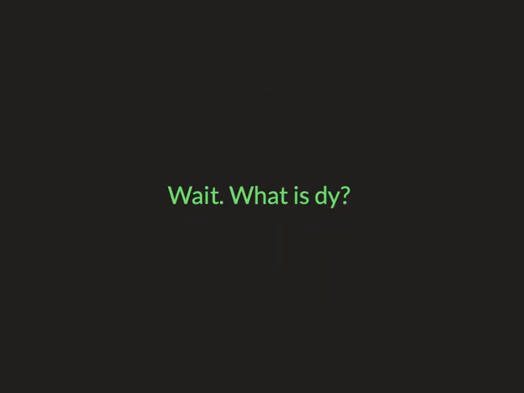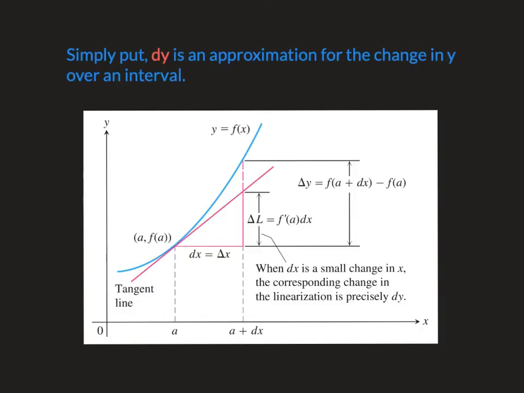Now I know what you're thinking. Wait, what is dy? Well, let me show you in the graph, because dy is really just the change in y values of the linearization instead of the change in y values of the actual function. Or put another way, dy is an approximation for the change in y over an interval.